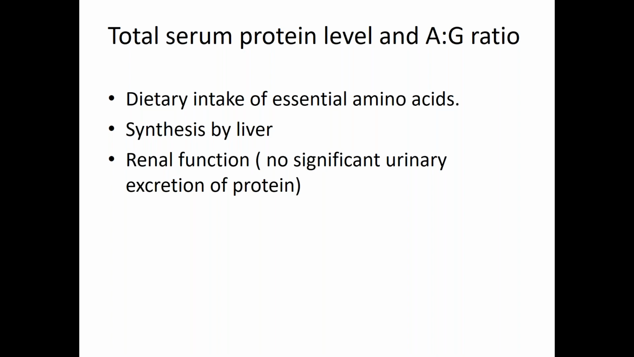So the third one, renal function. Normally, the small proteins that are filtered in the glomerulus are totally reabsorbed back. So there is no significant urinary excretion of protein. But in case of renal failure, protein that is filtered through the glomerulus cannot be reabsorbed back. So there will be excretion of protein in the urine, and it can be seen in clinical conditions like nephropathy and glomerulonephritis. More excretion of protein means there will be a decrease in the blood level of protein.